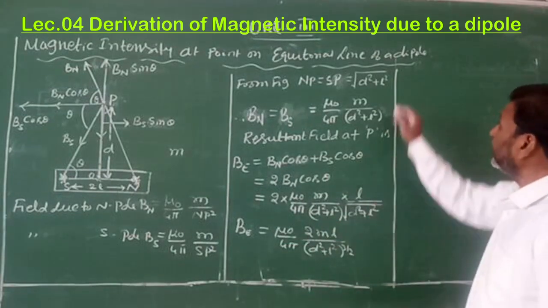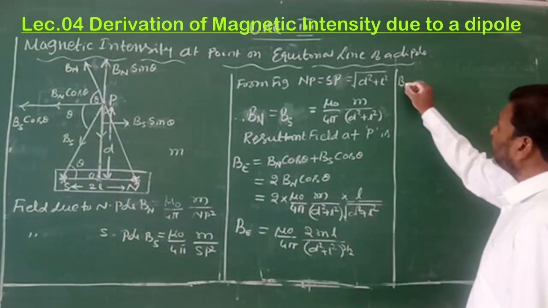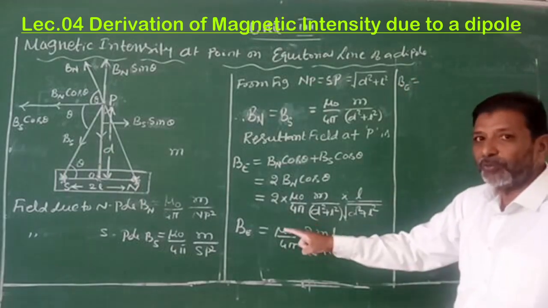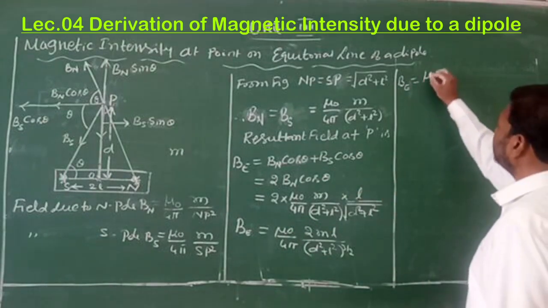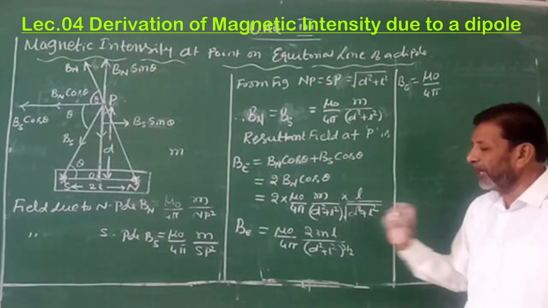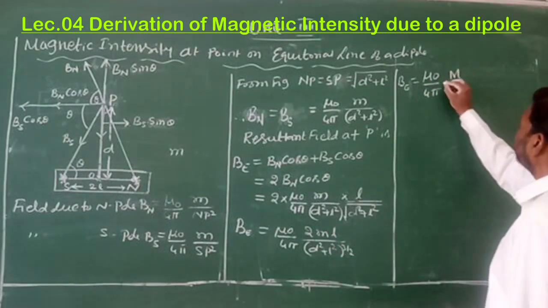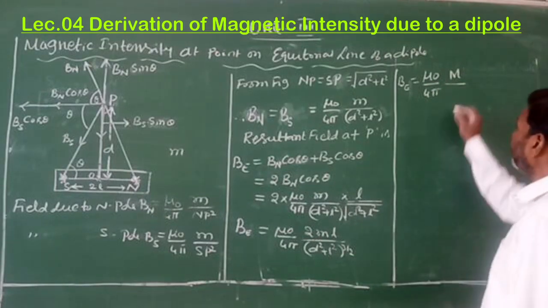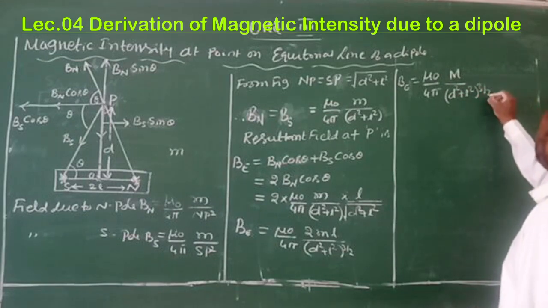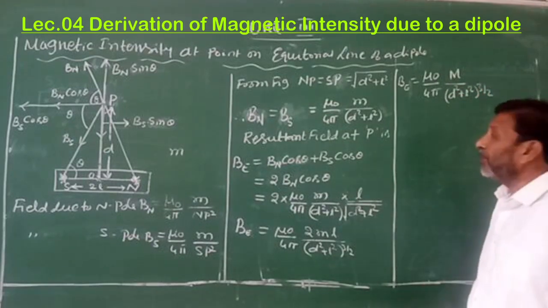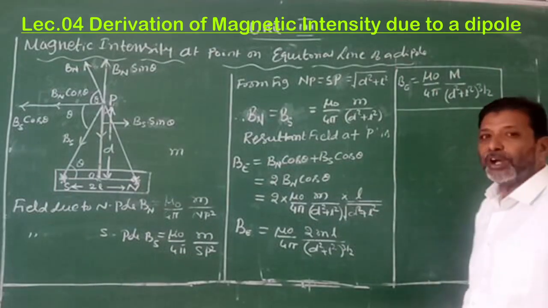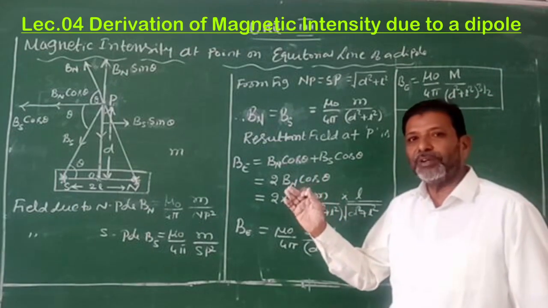The next point is here, this BE is our resultant field on the equatorial line. BE is equal to mu naught by 4 pi, that I will take as it is, mu naught divided by 4 pi. And 2L into m is nothing but the magnetic moment, capital M. Then divided by, you will get here, D square plus L square whole raised to 3 by 2. Now, this is the formula of the magnetic intensity at any point on the equatorial line of a magnetic dipole.